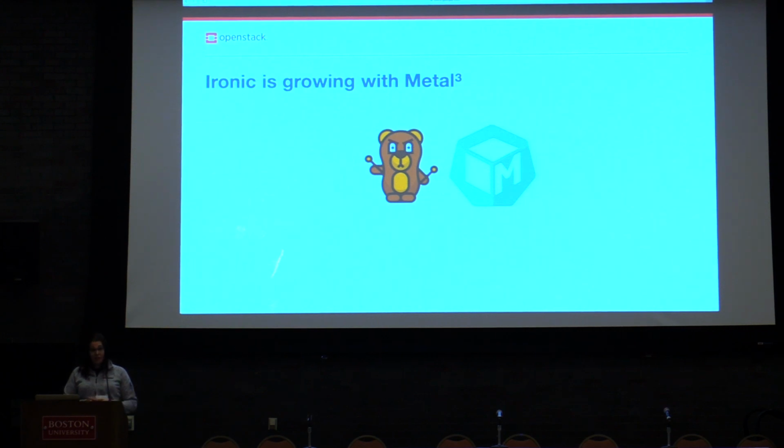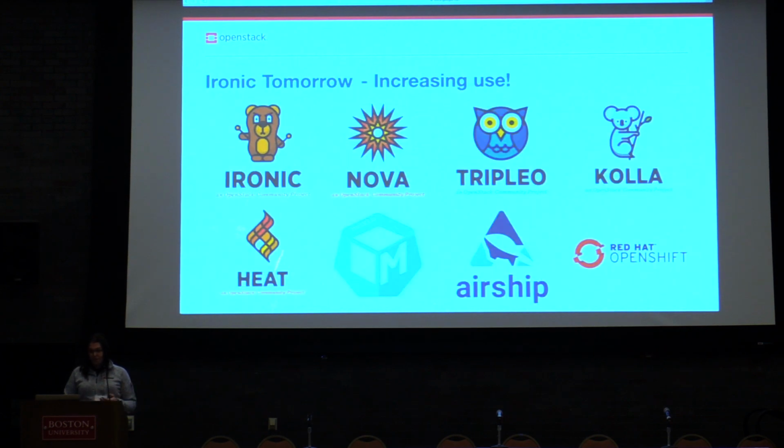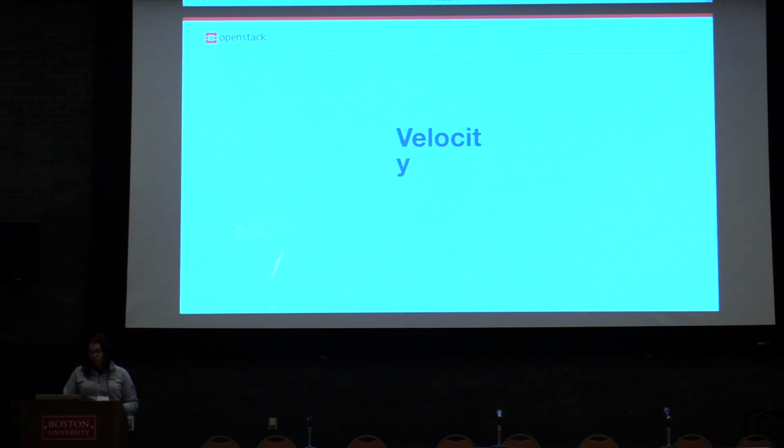A new project called Metal Cubed recently started. I guess it was actually about a year ago that it started. And the intent is to provide a Kubernetes CRD to drive Ironic. Where this is going is Metal Cubed and also additional OpenStack projects are beginning to use Ironic, and now we're seeing Airship, which is another OpenStack Foundation community project, and OpenShift also taking use of Ironic through Metal Cubed.